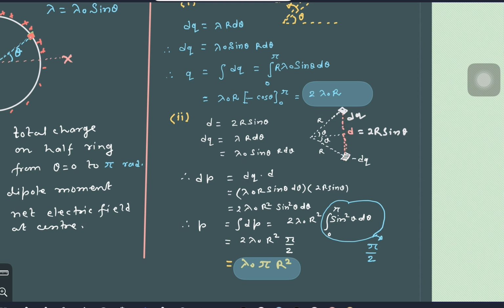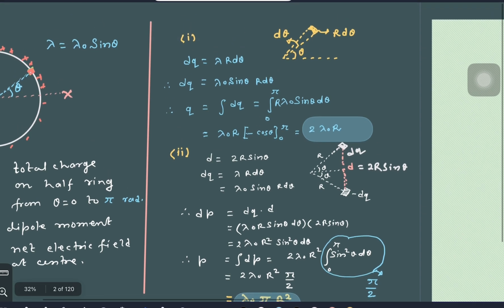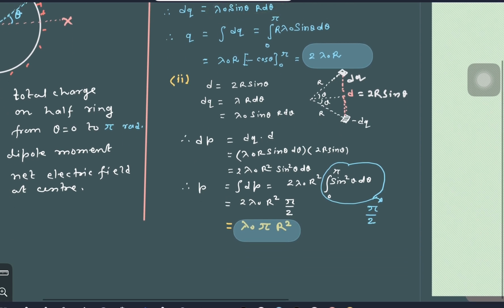dq into d. And dq, as we have written initially here, the same expression can be used here, lambda r d theta sine theta, and d is 2r sine theta. So this will be the dipole moment of two small charges dq and minus dq separated by d, and direction will be minus to plus.